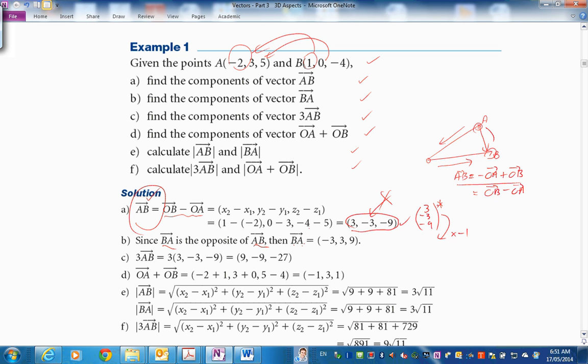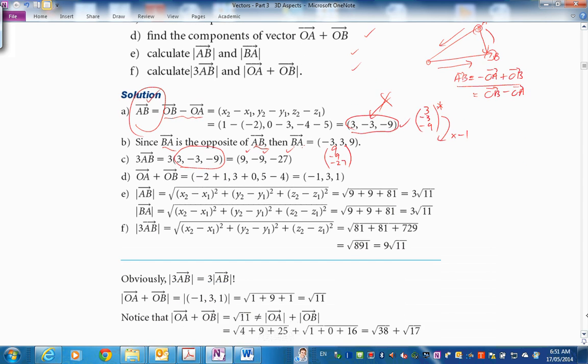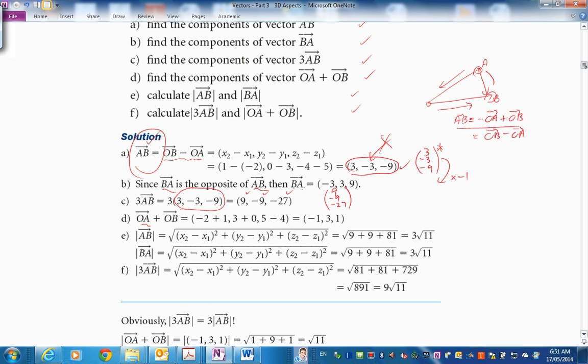3 times AB, again that should be a column vector, so you just multiply each of the components and get this answer, 9, negative 27. You must put it in column vector form. OA plus OB, you can work that out because these are the position vectors, so the OA is just the coordinates of the point. Let's go back up and have a look at this.